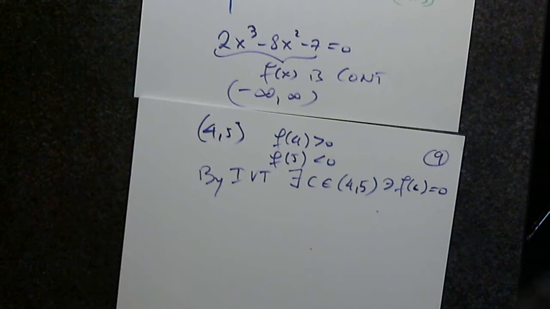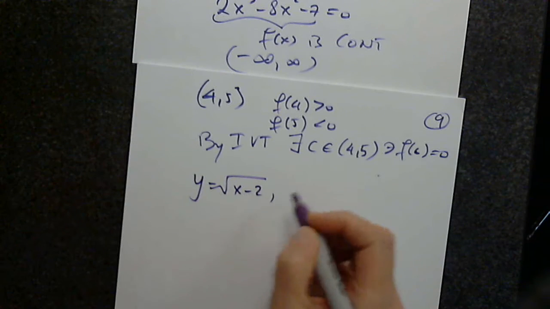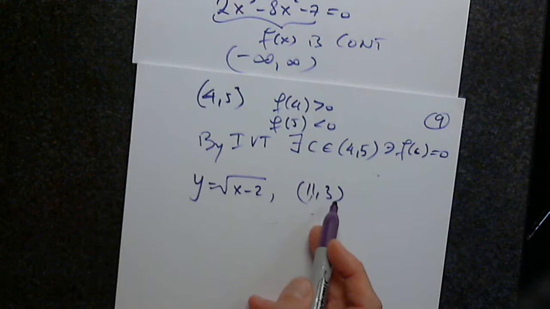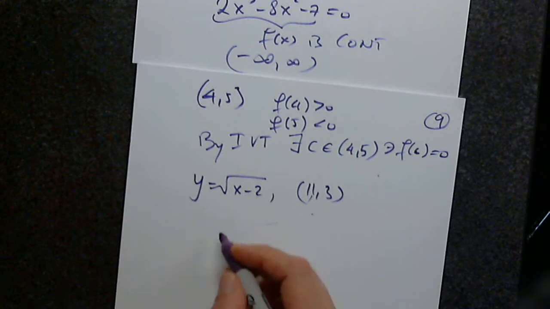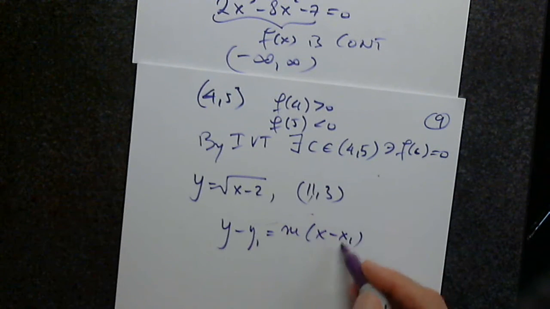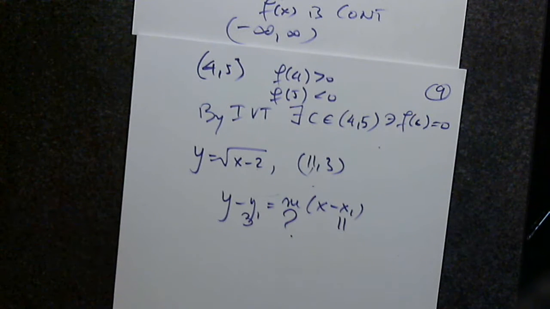Find the equation of the tangent line to the curve y equals the square root of x minus 2 at the point 11, 3. So what do I have to do to determine the slope for the equation of a tangent line? If I plug in 11, 11 minus 2 is 9, the square root of 9 is 3. That's correct. Then I need y minus y1 equals the slope times x minus x1, in which x1 is 11 and y1 is 3. The question is, how do I find the slope of the tangent line at that point?